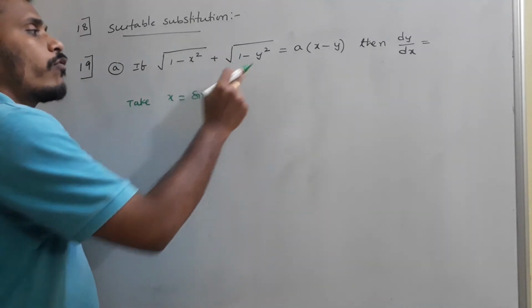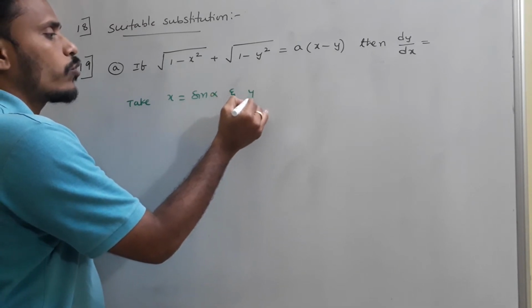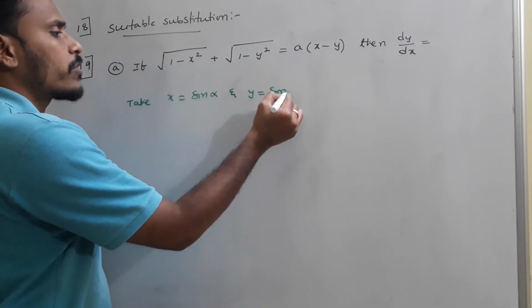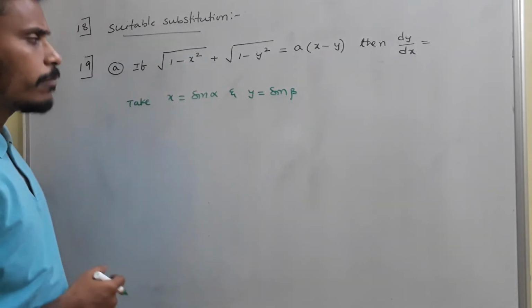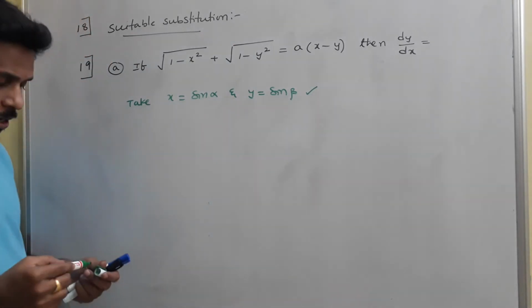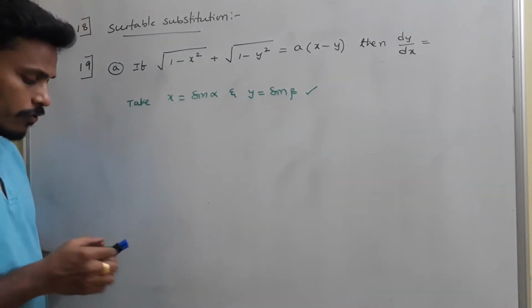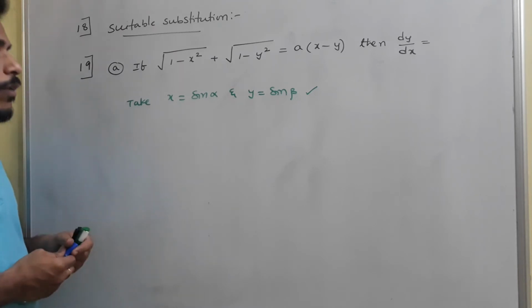And here again root of 1 minus y square. So this 1 minus y square is suggesting us to take y equal to some sin beta. Since it is alpha, you may take some other angle, that is sin beta. So x equal to sin alpha and y equal to sin beta is the suitable substitution for this. And now convert the problem. How will the problem become?